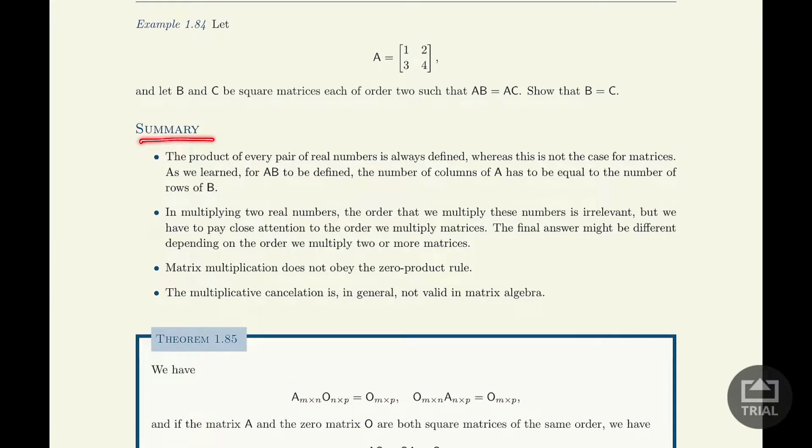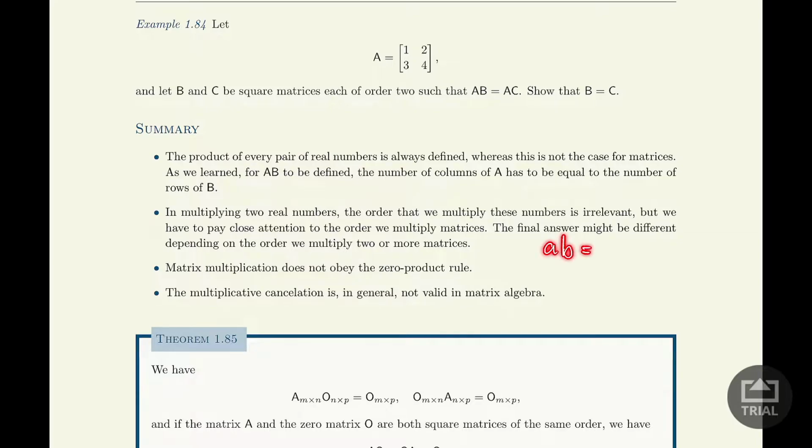And then I summarized the differences, which is actually important. The whole important thing of matrix theory is this summary that you need to know, okay? So the product of every pair of real numbers is always defined, but this is not guaranteed for any pair of matrices. And then A times B as numbers is always equal to B times A, but even if AB and BA are both defined as matrices, there is no guarantee that they are the same. The zero product rule in general does not hold.